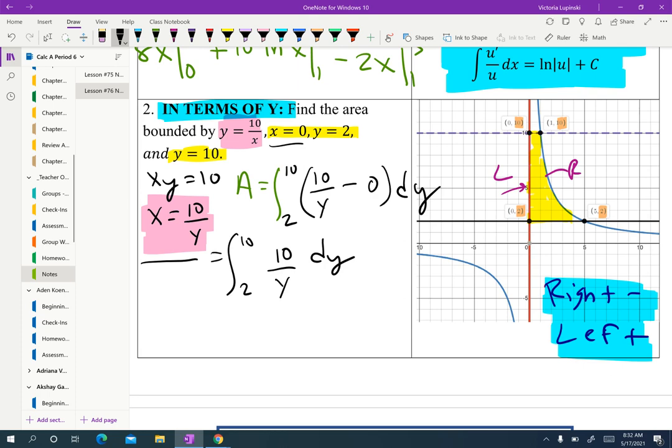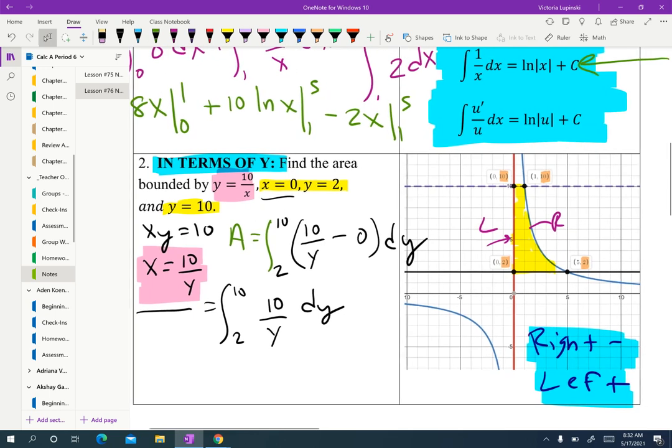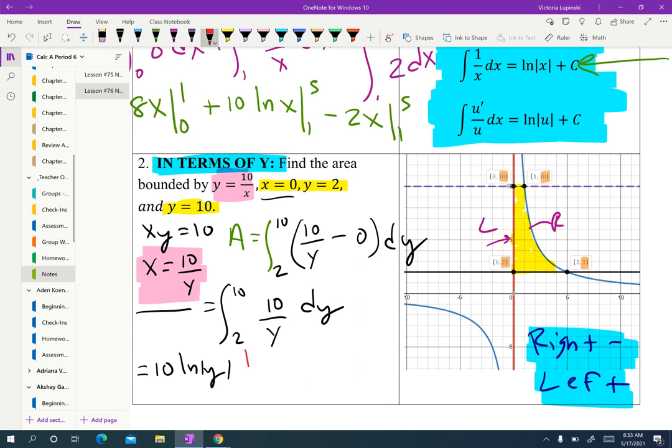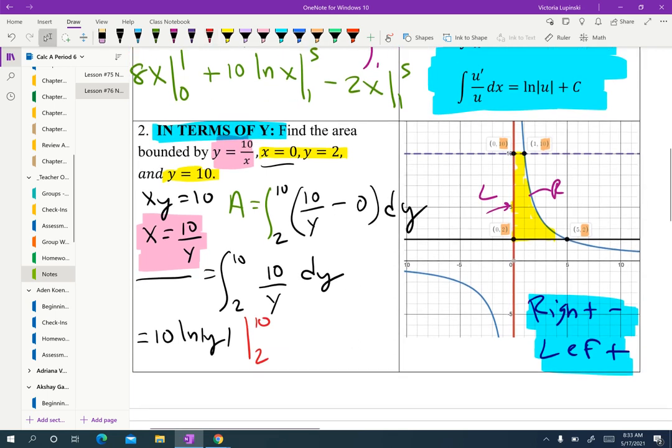Even though you're doing this in terms of y, you're still going to use those ln formulas that are highlighted in blue above. So the way you would integrate 10 over y would be 10 times the ln of y. And again, it really should be the absolute value, I guess, in the previous one as well. Sorry about that. So then you're going to go ahead now and evaluate that from 2 to 10. So if you evaluate that from 2 to 10, you are going to get 10 times the ln of the absolute value of 10 minus 10 times ln of the absolute value of 2.